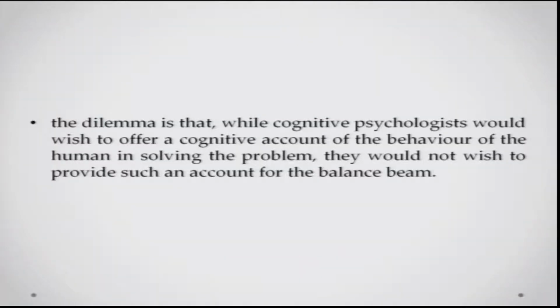So the dilemma is, while cognitive psychologists would obviously wish to offer a cognitive explanation for human behavior, whether they would want to ascribe this cognitive explanation to the balance beam as well. Okay. And how do you then solve this?